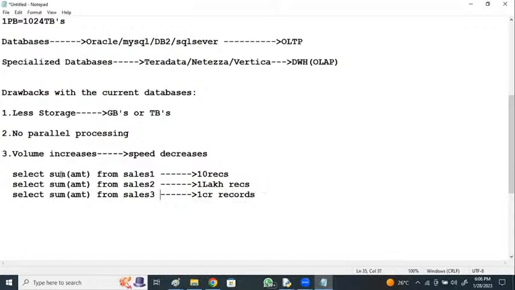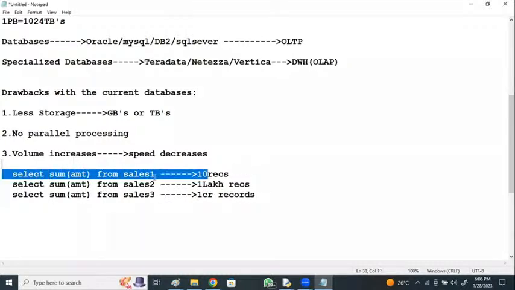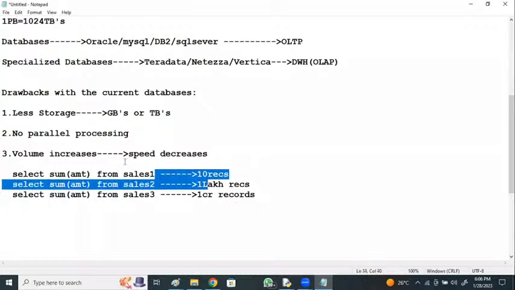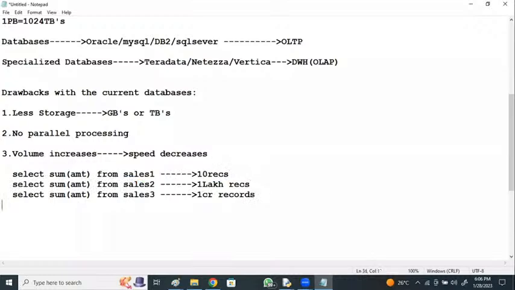The first query executes faster, because it totals 10 records as compared with 1 lakh or 1 crore. So query to query, as volume increases, speed decreases. And if you talk about complexity, if complexity increases, speed decreases.